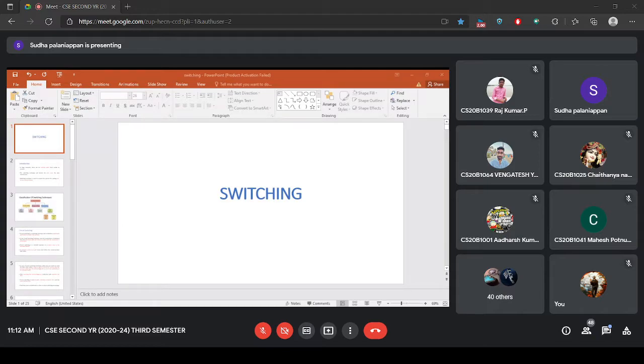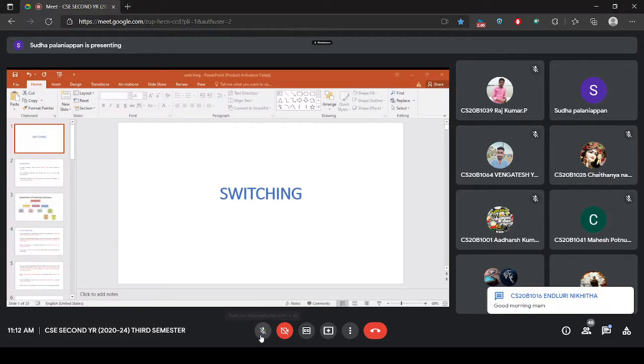Are only 48 connected? What about the remaining? Venkatesh, inform your group. Ask your students to join the class immediately. Okay.